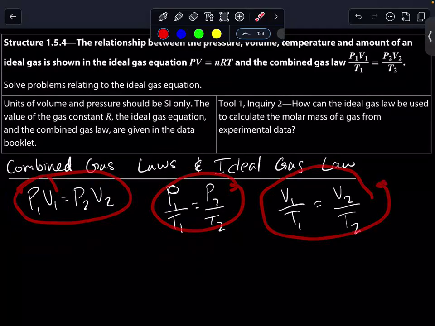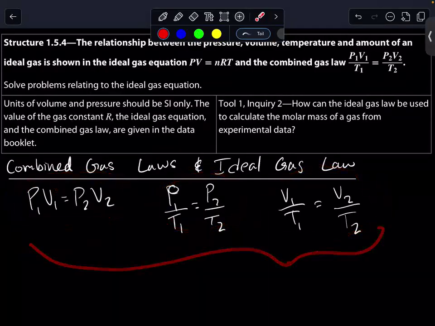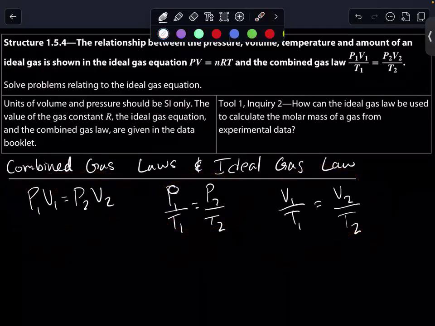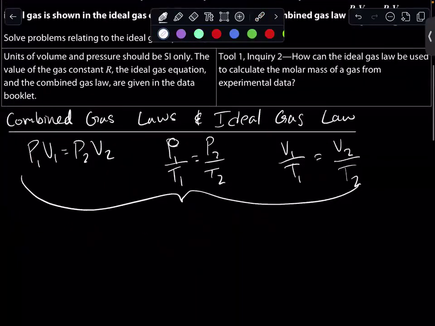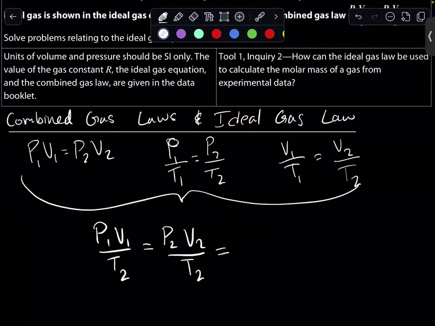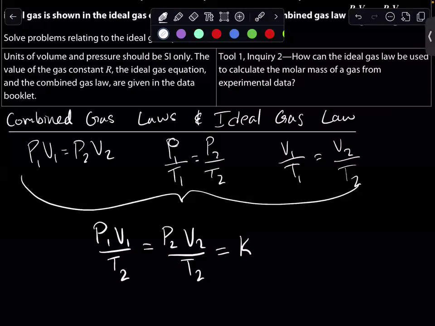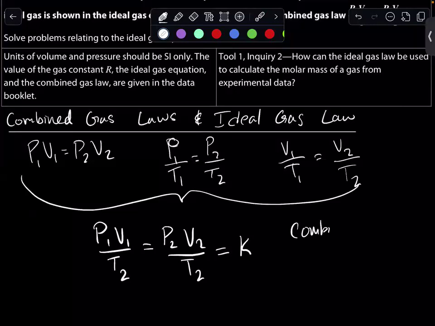But in a system, more than these will usually change. So we can actually combine these three laws together. Noticing pressure and volume are always on top, we keep it that way. P1V1 over T1 equals P2V2 over T2, which is also to say it's equal to a constant K. So this is what we call our combined gas law.